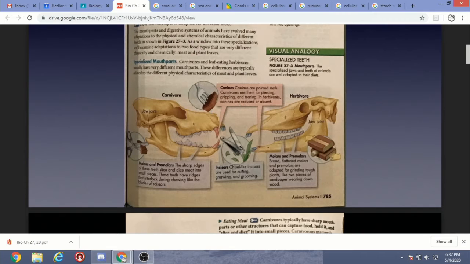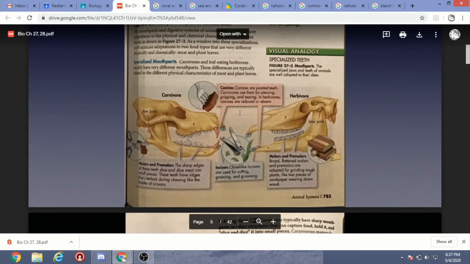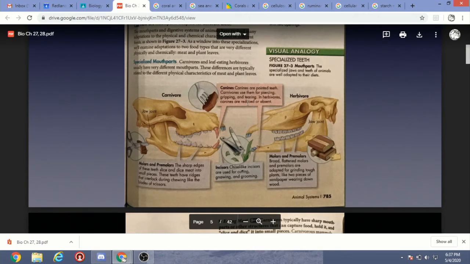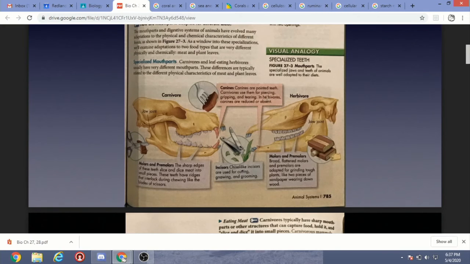This is probably the best way to study that. Believe it or not, both are going to have canines. It's kind of interesting. Canines are going to be pointed teeth, but they're going to serve a different purpose in the carnivore and the herbivore. For carnivores, they're used for piercing, gripping, and tearing.